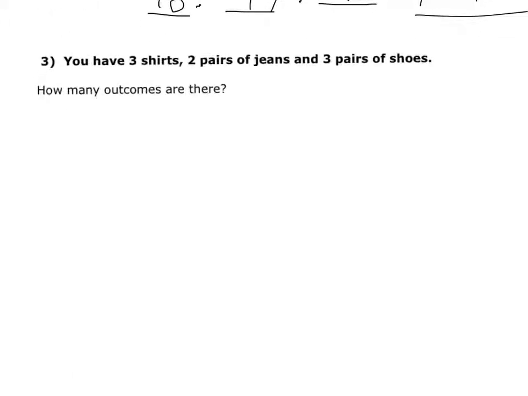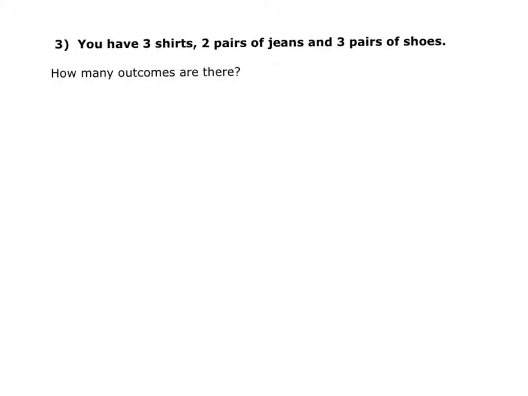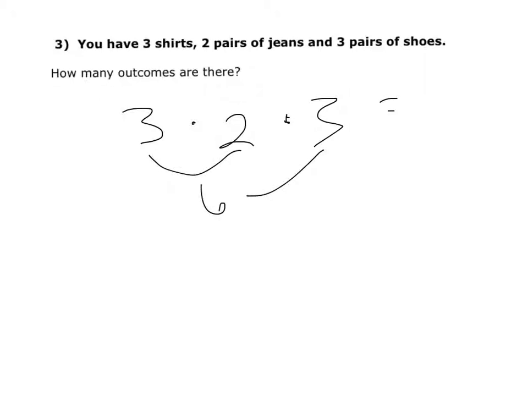All right. Last problem. You have 3 shirts, 2 pairs of jeans, and 3 pairs of shoes. How many outcomes are there? And we talked about this the other day. If you have 3 shirts, you have 2 jeans, you have 3 shoes, you can just multiply all those numbers together, and that will give you your final outcome. So 3 times 2 is 6, and 6 times 3 would give you 18 different possible outfits that you could wear.